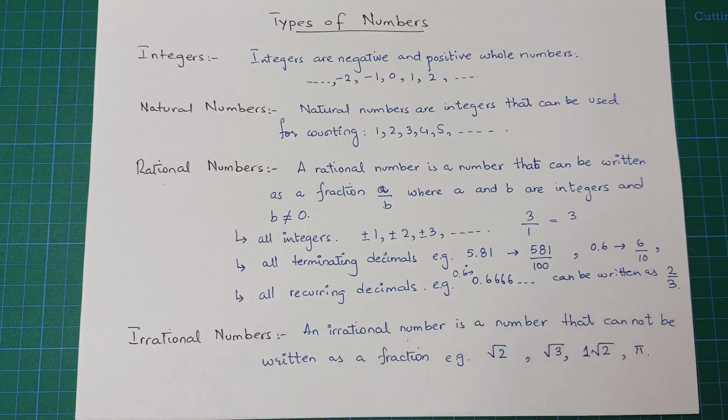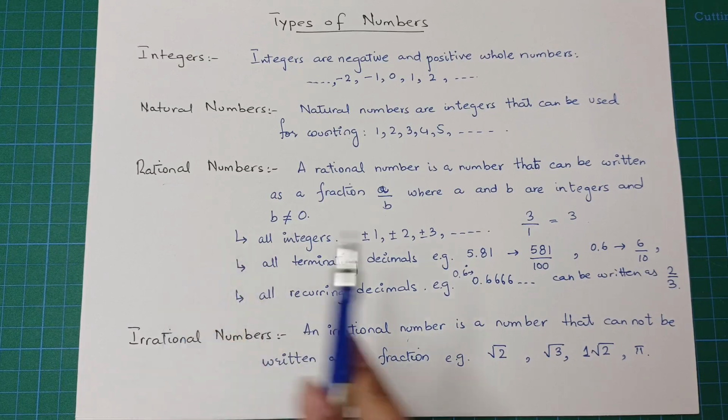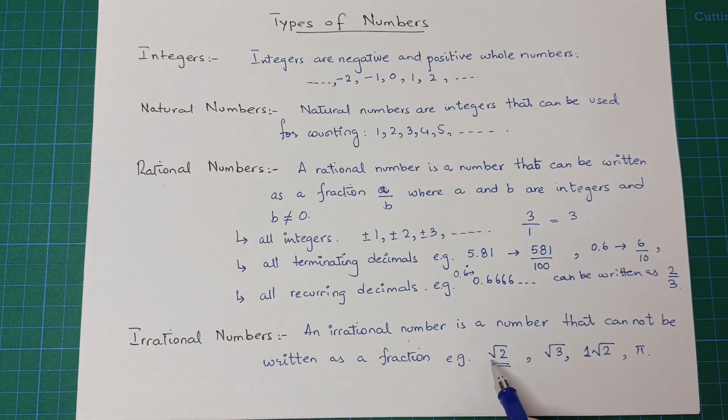Alright. Now, what are irrational numbers? Rational numbers and irrational numbers are opposites of each other. Those numbers which are not rational numbers are irrational numbers. So how are we going to identify one? An irrational number is a number that cannot be written as a fraction, like root 2. You cannot write a number inside the square root as a fraction, unless it's a perfect square root. All right.